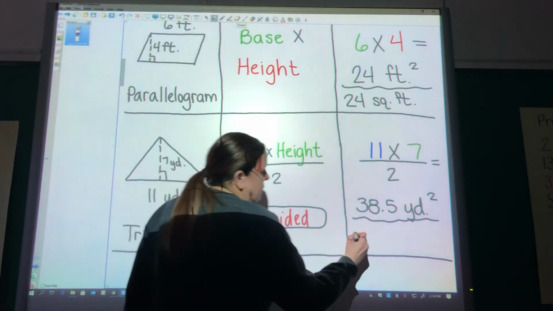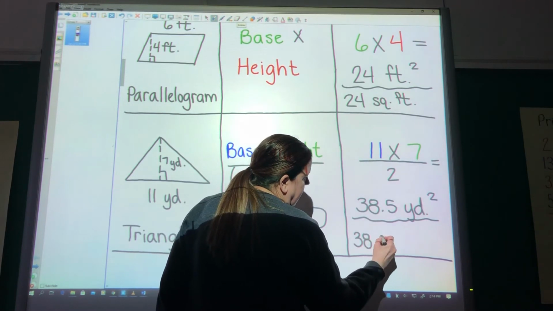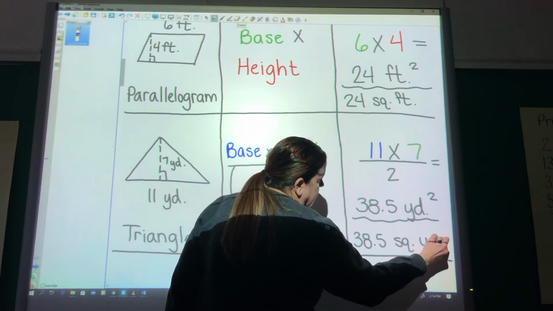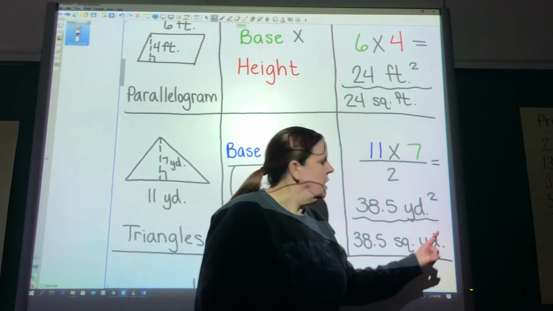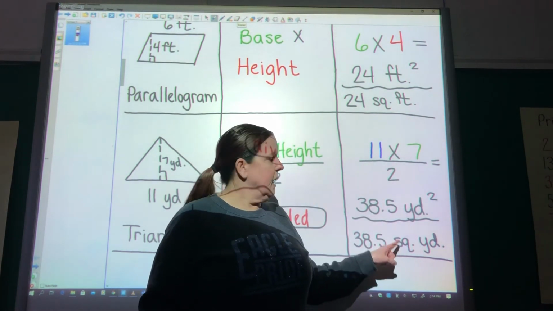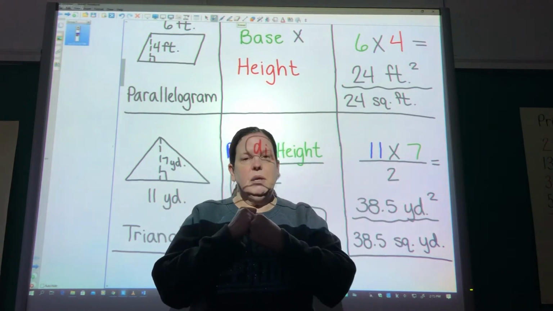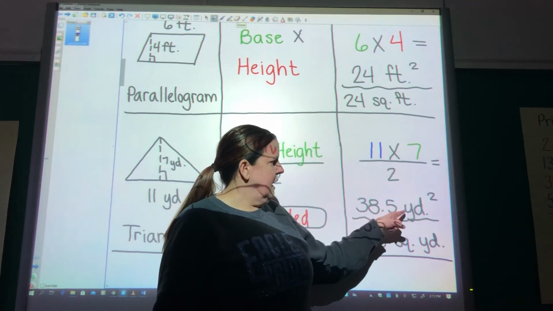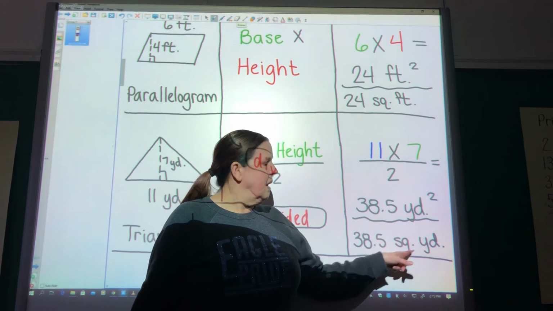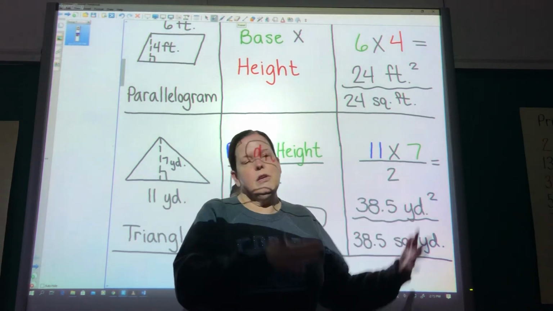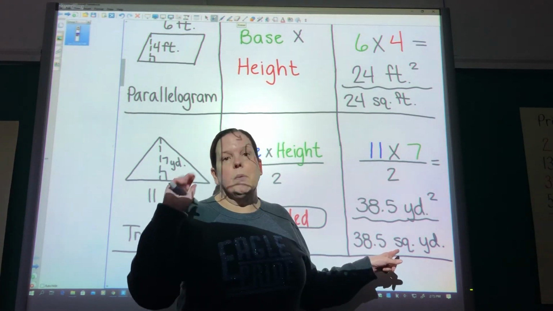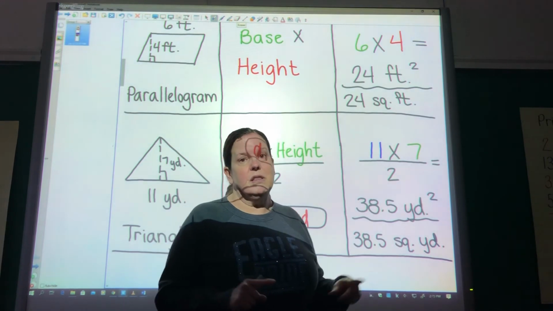So you may have to do 38.5 square, SQ period, and then yards. Now, make sure, if you're typing it out, this square has to come first. Okay, so if you're doing the squared with the little 2, you put it last, 38.5 yards squared. But if you're typing it out on your typewriter, the square has to come first, and then you put whatever it is you are measuring in, yards, inches, centimeters, whatever. So be careful that you're putting them in the correct order.